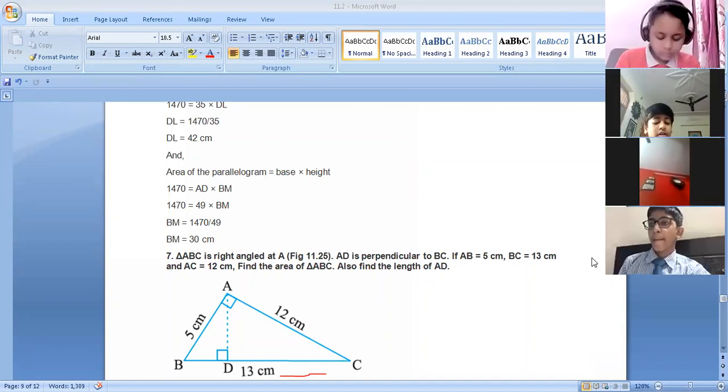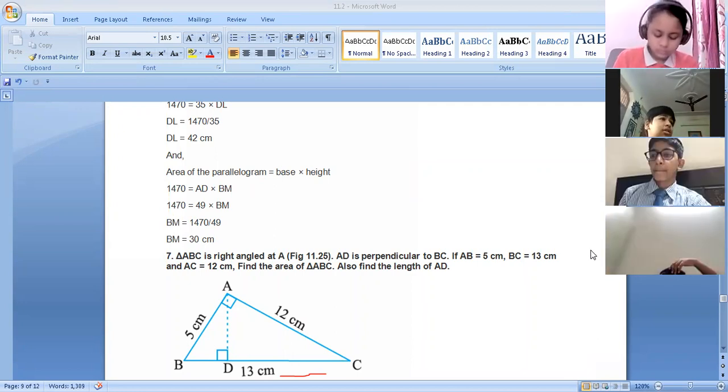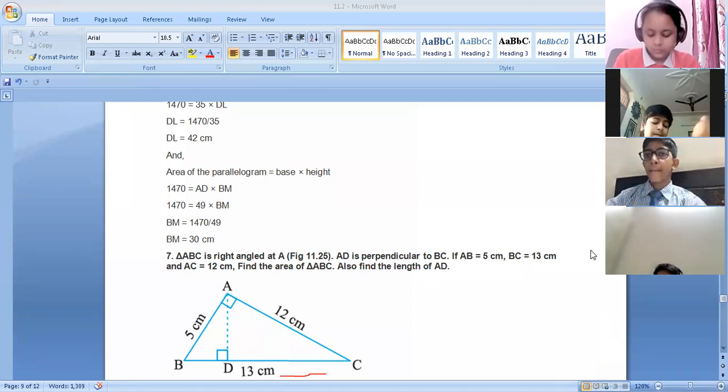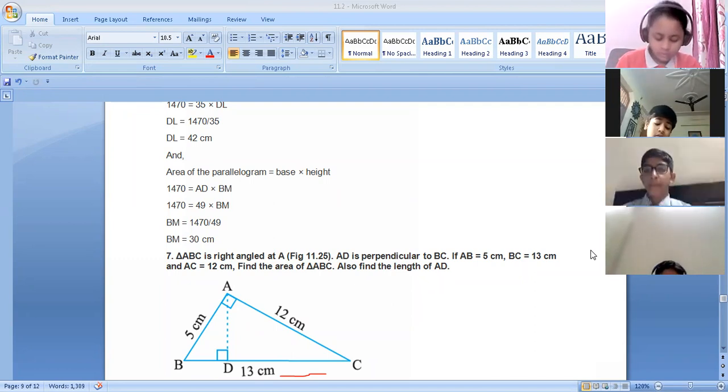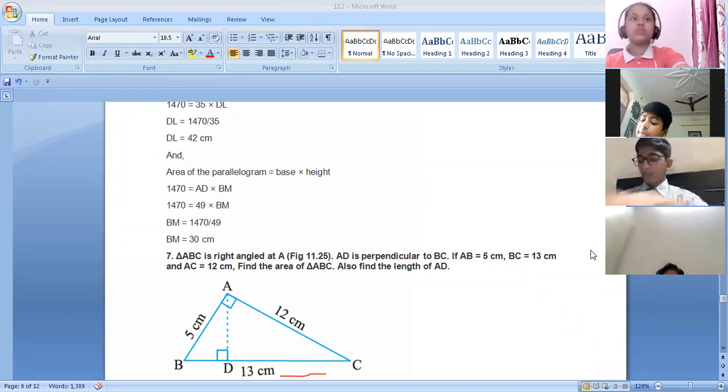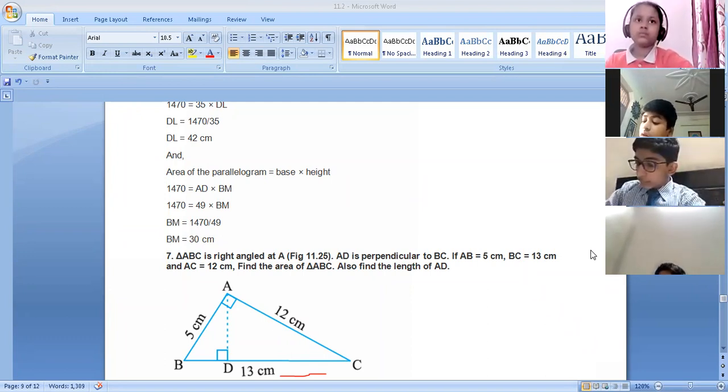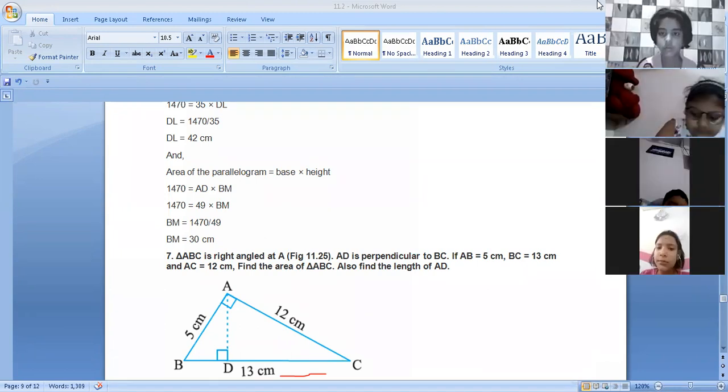Triangle ABC is right angled at A, Figure 11.25. AD is perpendicular to BC. If AB is equal to 5 centimeter, BC is equal to 13 centimeter, and AC is equal to 12 centimeter, find the area of triangle ABC. Also find the length of AD. So what is the formula of area of a triangle ABC? What is the formula of area of a triangle?